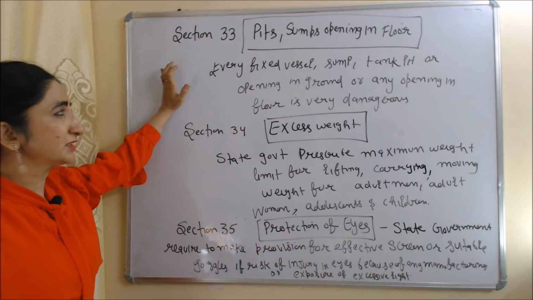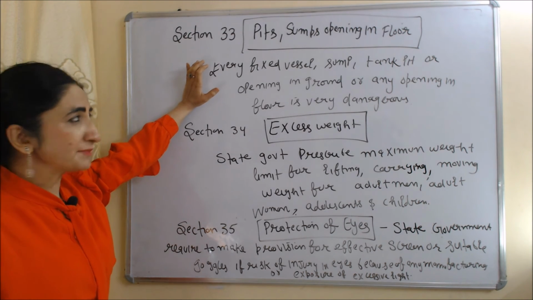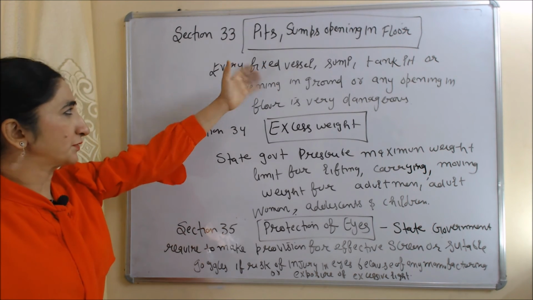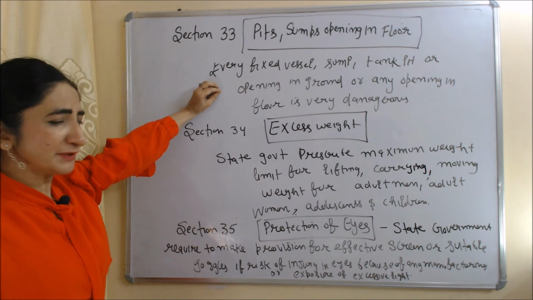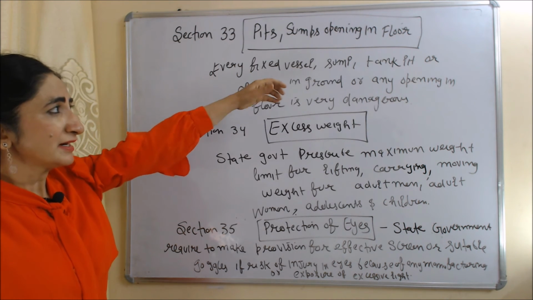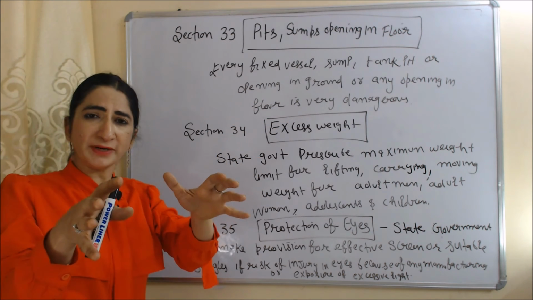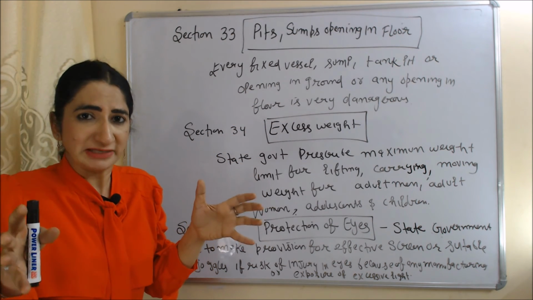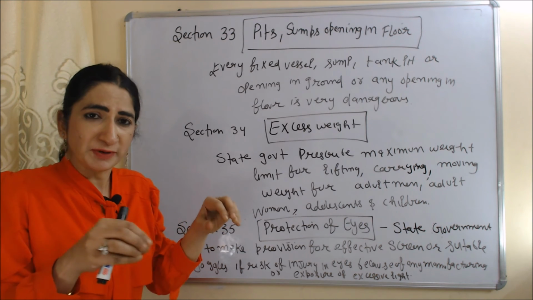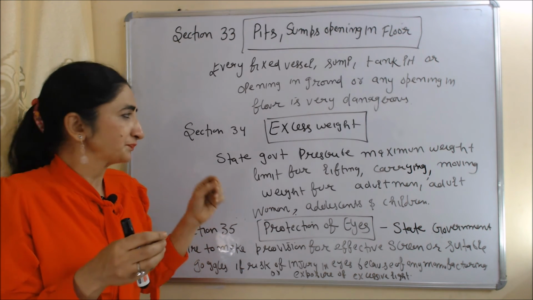Section 33 talks about pits, sumps, openings in floor. As we know, every fixed vessel, sump, tank, pit or any opening in the ground or in the floor can be very dangerous. That's why it should be properly covered or fenced.